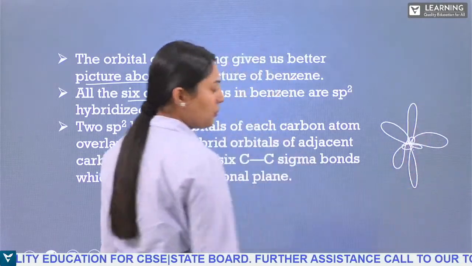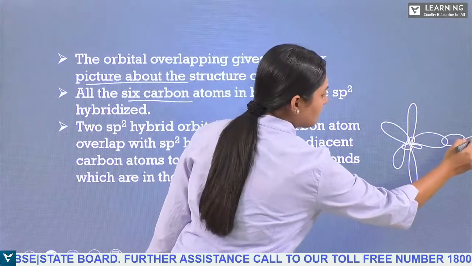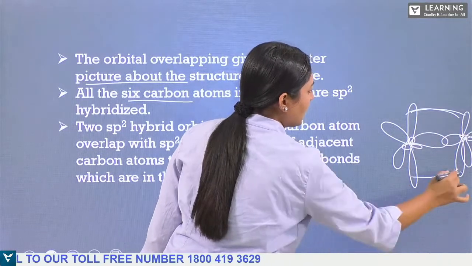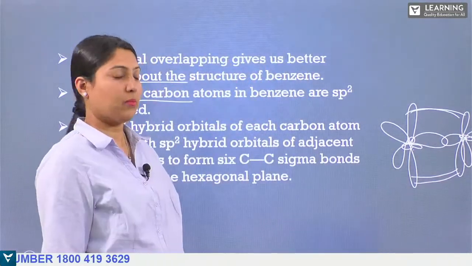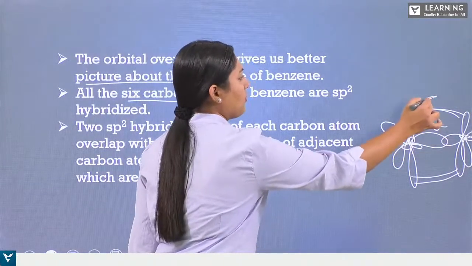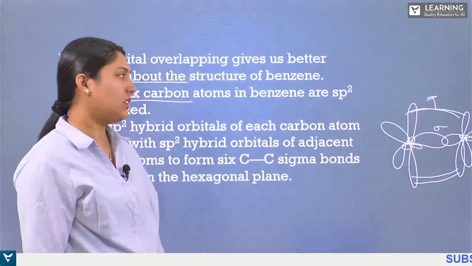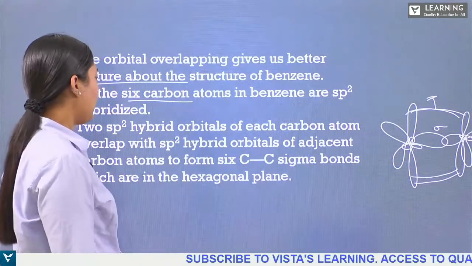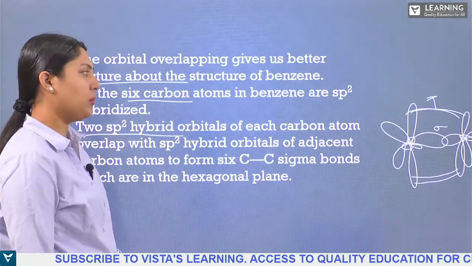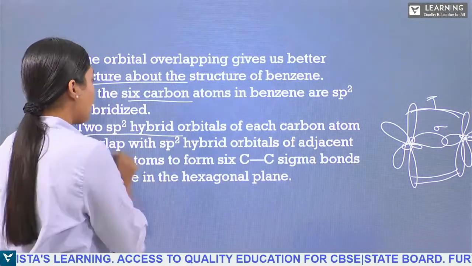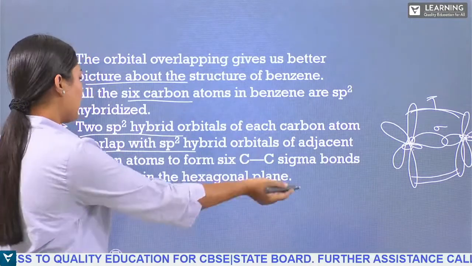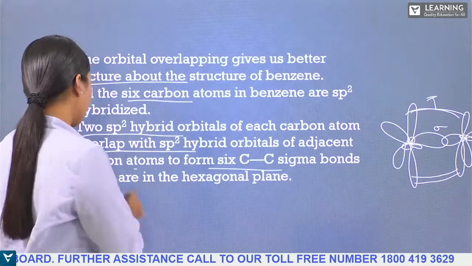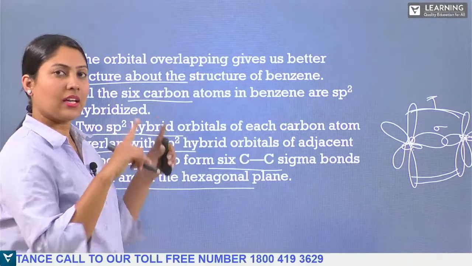This p orbital will combine with the adjacent carbon atom to form a pi bond. So remember, one sigma bond and one pi bond will be present between adjacent carbon atoms, as they are sp2 hybridized carbon atoms. Two sp2 hybrid orbitals of each carbon atom overlap with sp2 hybrid orbitals of the adjacent carbon atoms to form 6 carbon-carbon sigma bonds, which form the hexagonal plane.